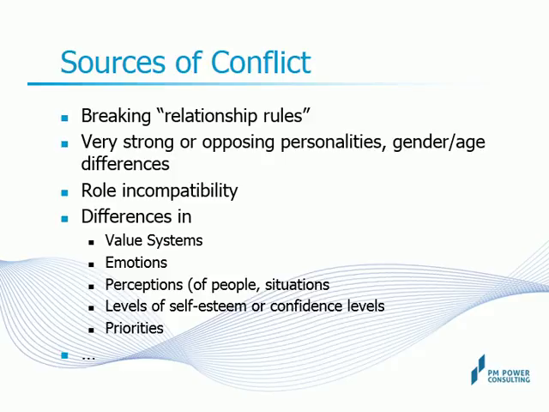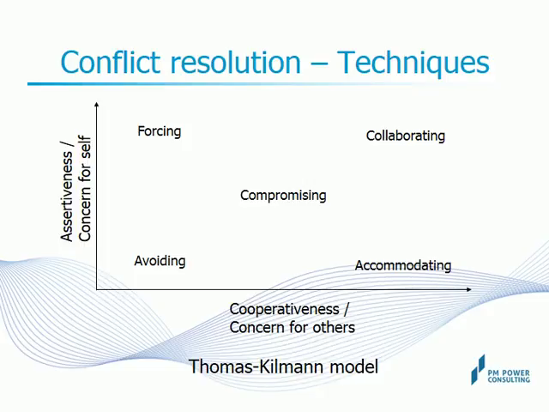Next, let's examine various conflict resolution techniques. Take a close look at this chart depicting the Thomas Kilmann model. The horizontal axis is about cooperativeness and concern for others, while the vertical axis is about assertiveness and concern for self. As you can see, there are 5 approaches to conflict resolution, depending on whether you are valuing concern for self or for others or both. We will delve into each one of these in more detail.